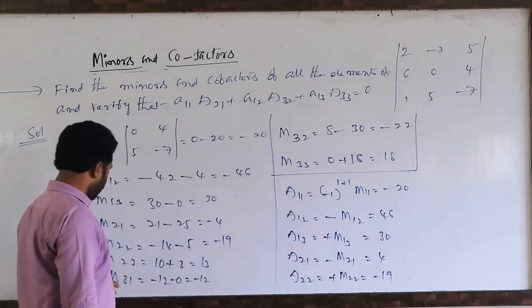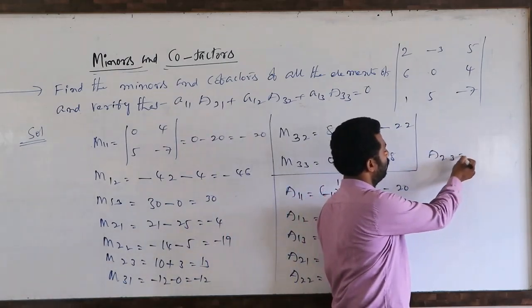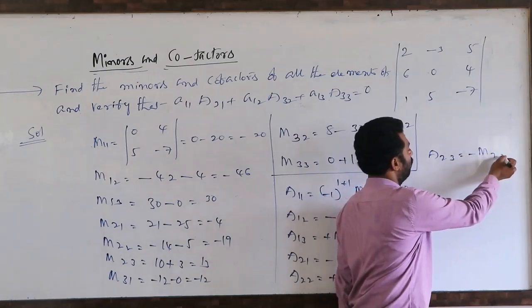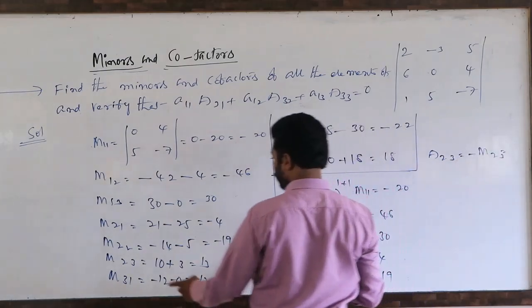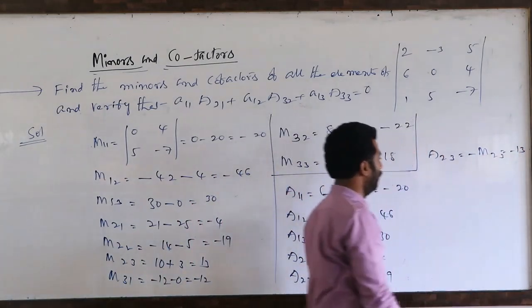Next, A22, A23. For A23, 2 plus 3 is 5, an odd number, so minus. That is M23. What is M23? 13. So this is minus 13.